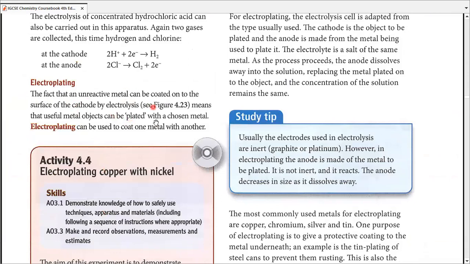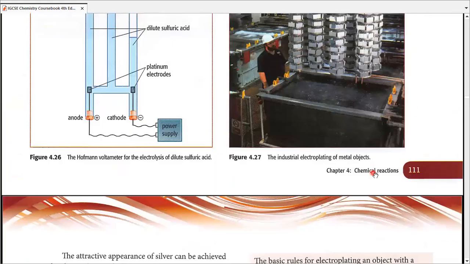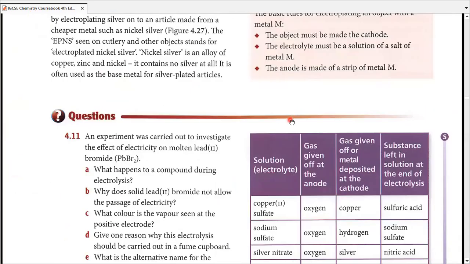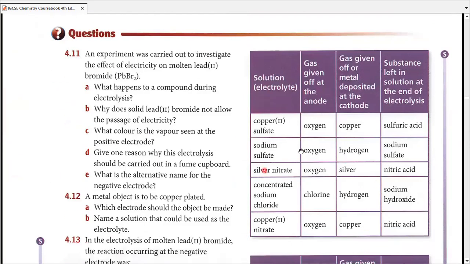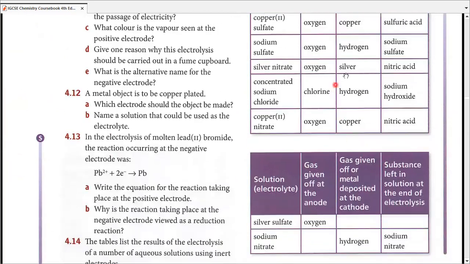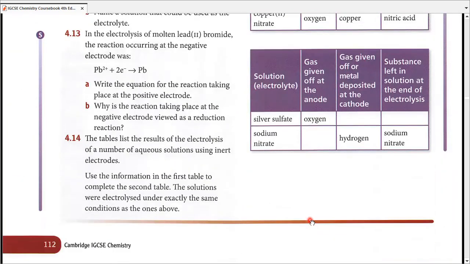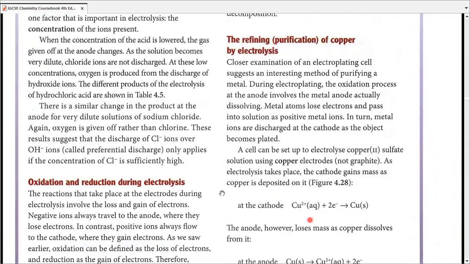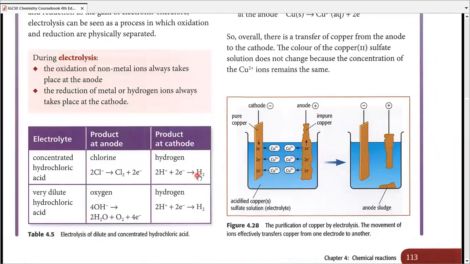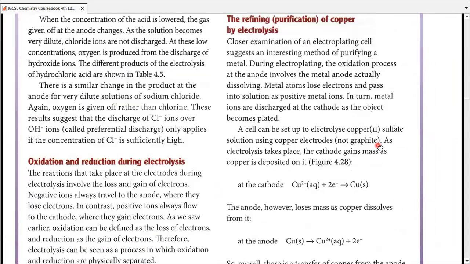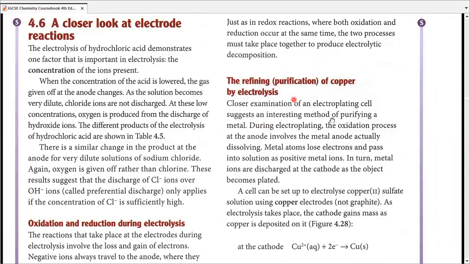And from here on, we have electroplating started. Electroplating is really a very small topic, and it really covers just one page. Then we have electrolysis tables for aqueous solutions, solved, unsolved, both kinds of tables. Special cases like concentrated hydrochloric acid and dilute hydrochloric acid. Then at the end of the chapter, we have a very small portion of refining of copper by electrolysis.